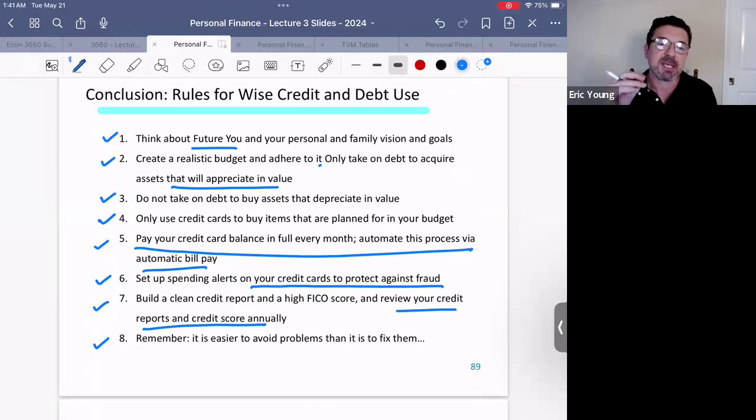It's always easier to avoid a problem than to fix a problem. Start with a clean slate, build your credit score up, maintain good discipline. That's not hard. Getting into trouble and then having to unbury yourself, that's really rough. Don't try to fix problems. Try to avoid problems. Okay?